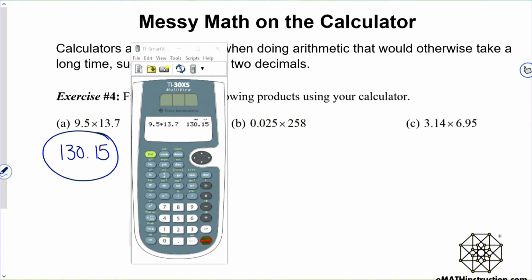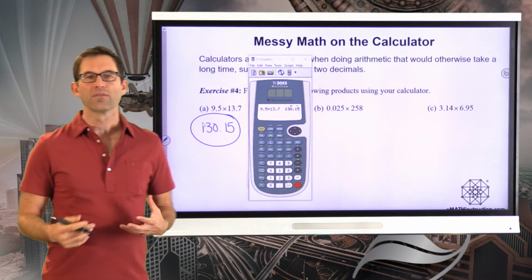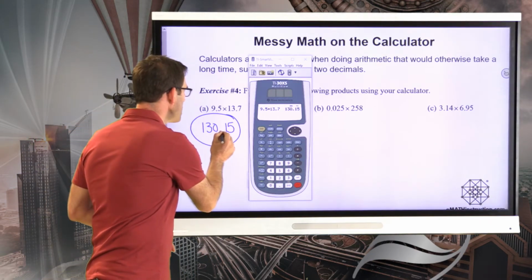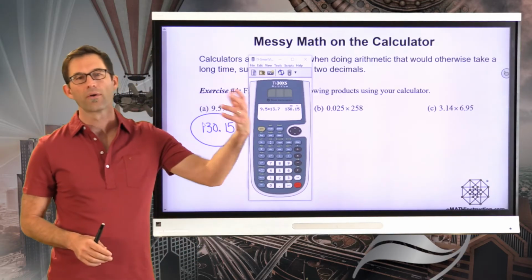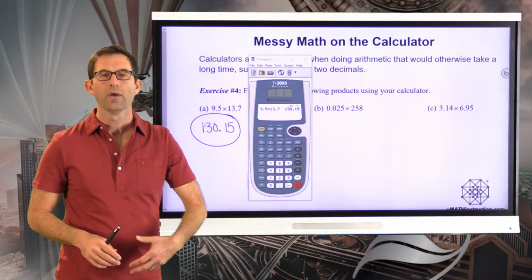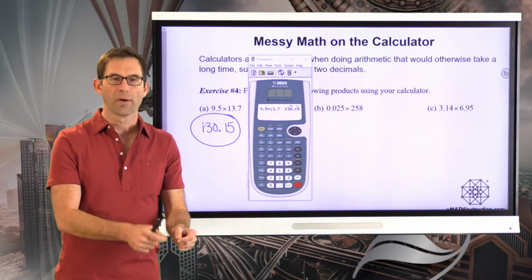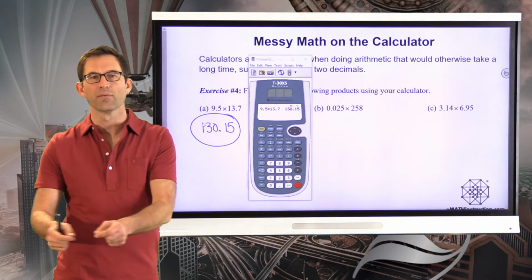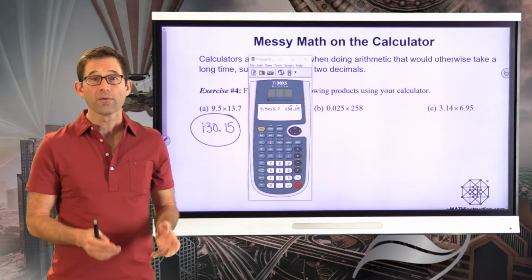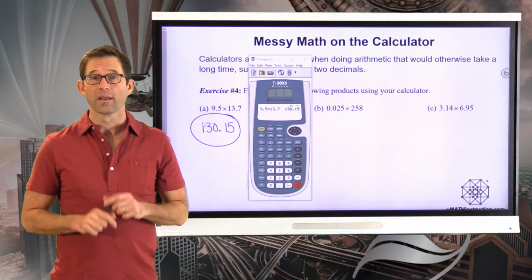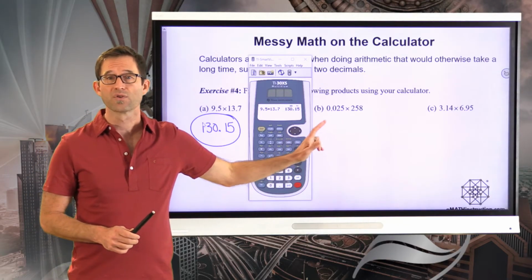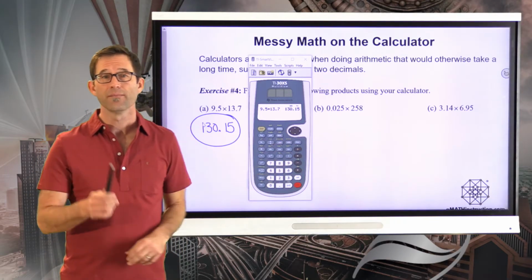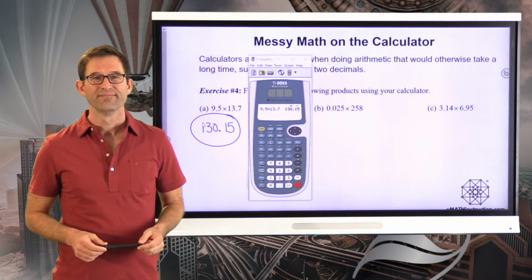130.15. Now again, think about how difficult, or not difficult, but at least time-consuming that would be if we were doing it by hand, right? We'd have to do 137 times 95, right? We would get an answer, we'd have to count up how many decimal places we have, we'd have to move the decimal, etc. Here, it's as simple as typing and getting a result. What I'd like you to do is pause the video now and figure out the answers to letter B and letter C, and then we'll move on.